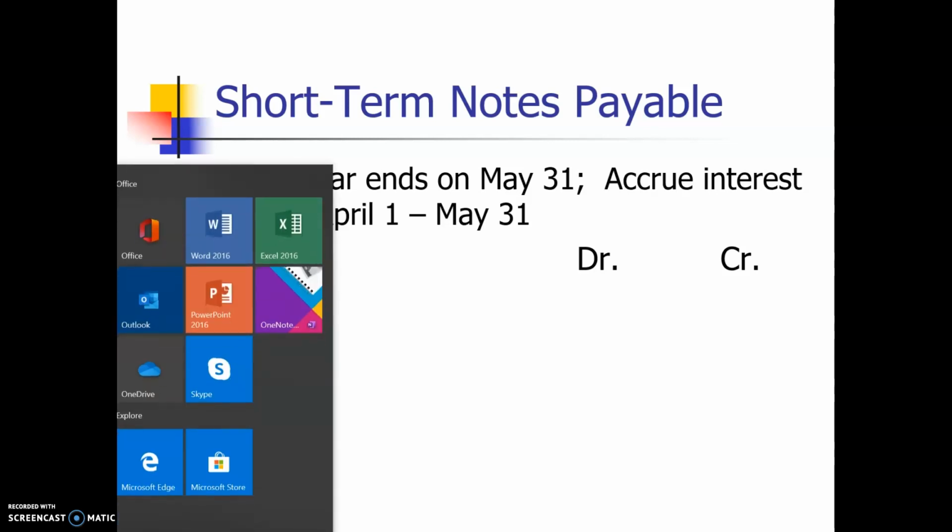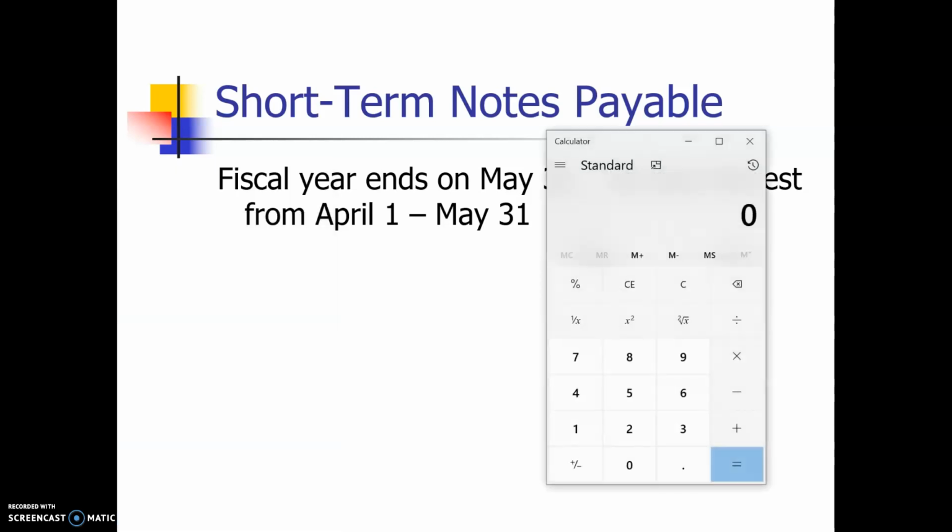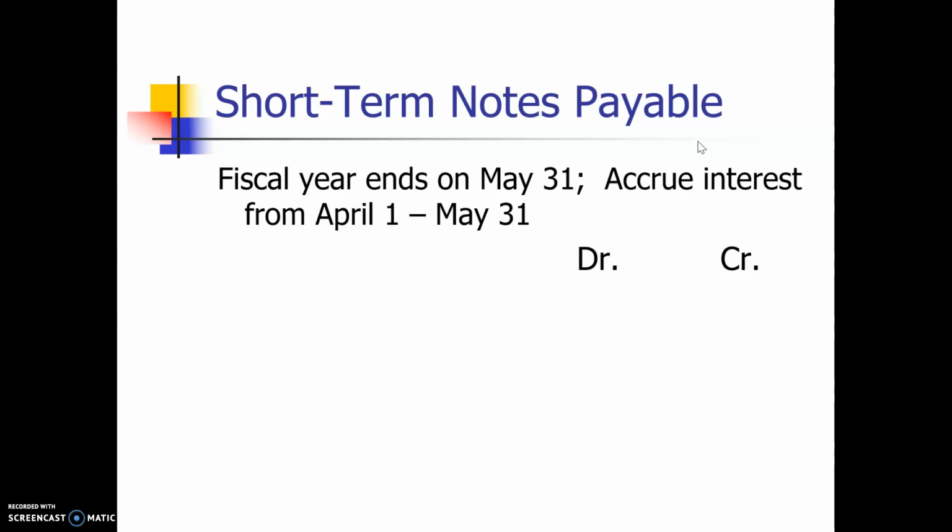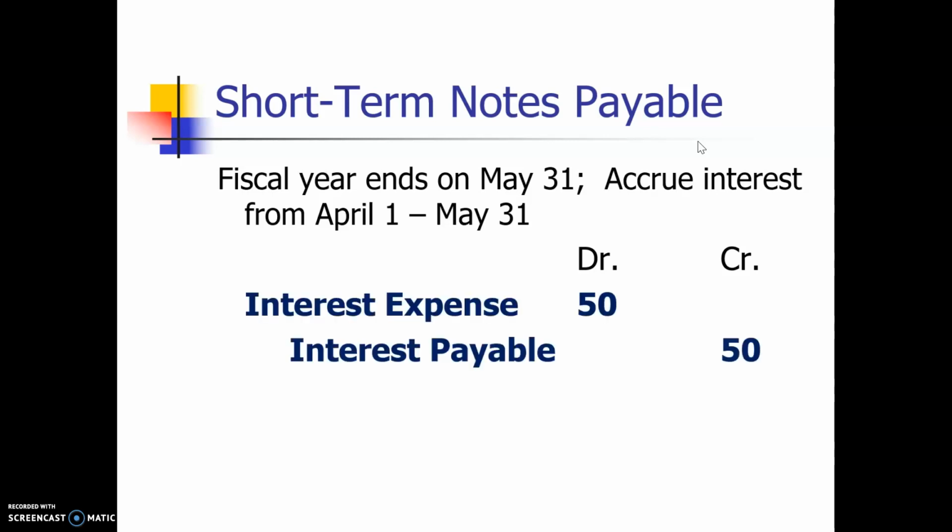So let's take a look at the interest that we've incurred on the note. $3,000, 10% note, that means $300 is a year of interest, right? But we didn't incur a year of interest. We incurred April and May, 2 months of interest. So we multiply that by 2 divided by 12. So $50 is the interest expense that we have incurred in this fiscal year. We make an adjusting entry to debit interest expense, 50, credit interest payable, 50.